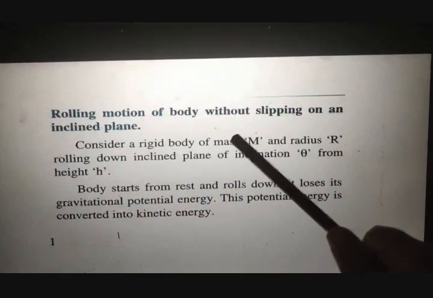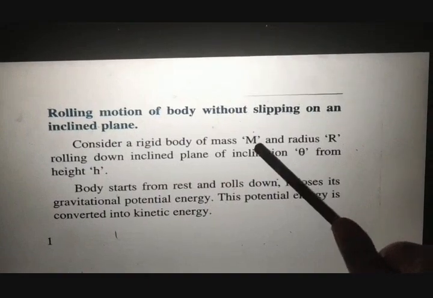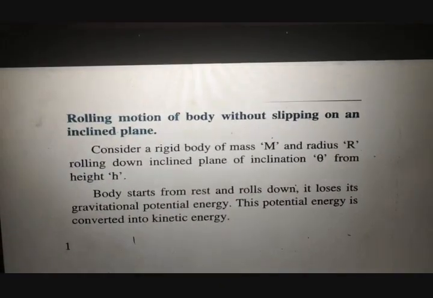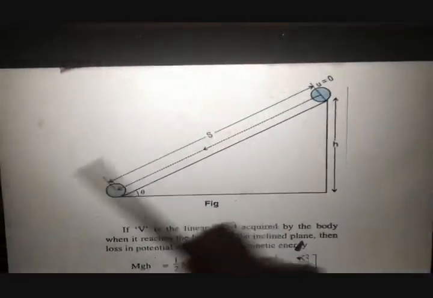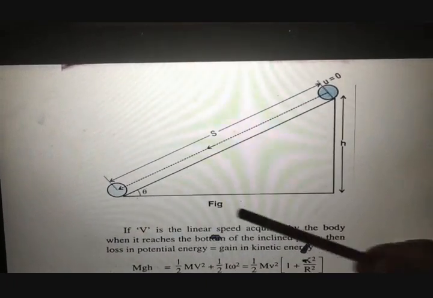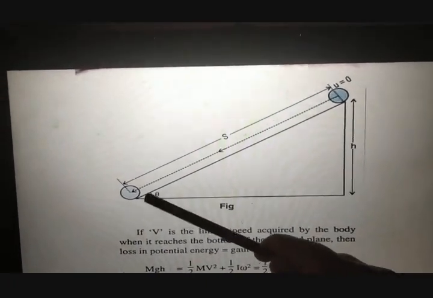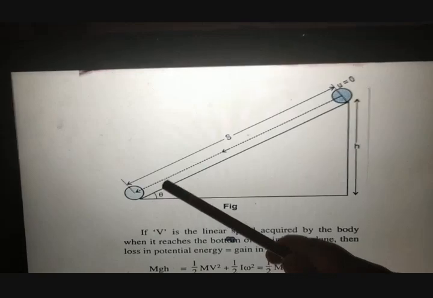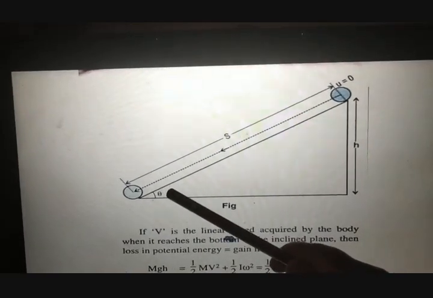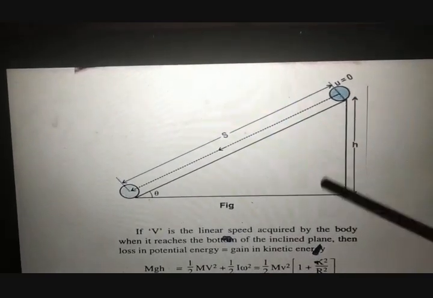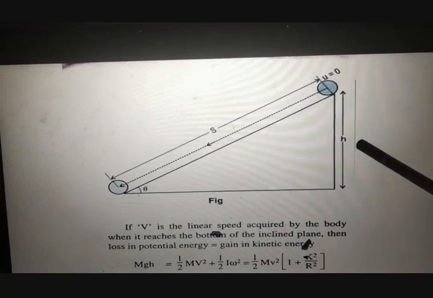Now here, rolling motion without slipping means what? It will be on an inclined plane. See here, this is a horizontal surface. This is the plane which is inclined with an angle of theta, and this is nothing but your height h.